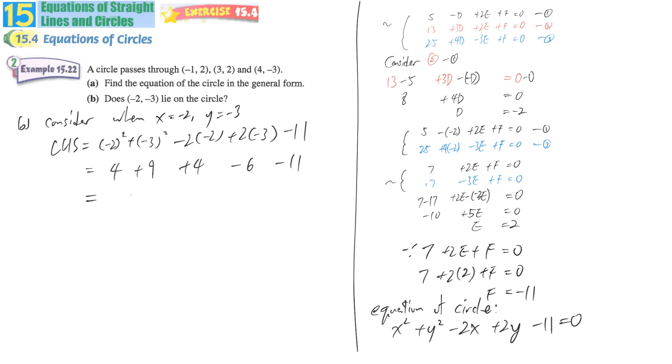Then we find the answer is 0, which is equal to the right hand side. Because left hand side equals right hand side, that means it fulfills the equation requirement. That's why this point lies on the circle.